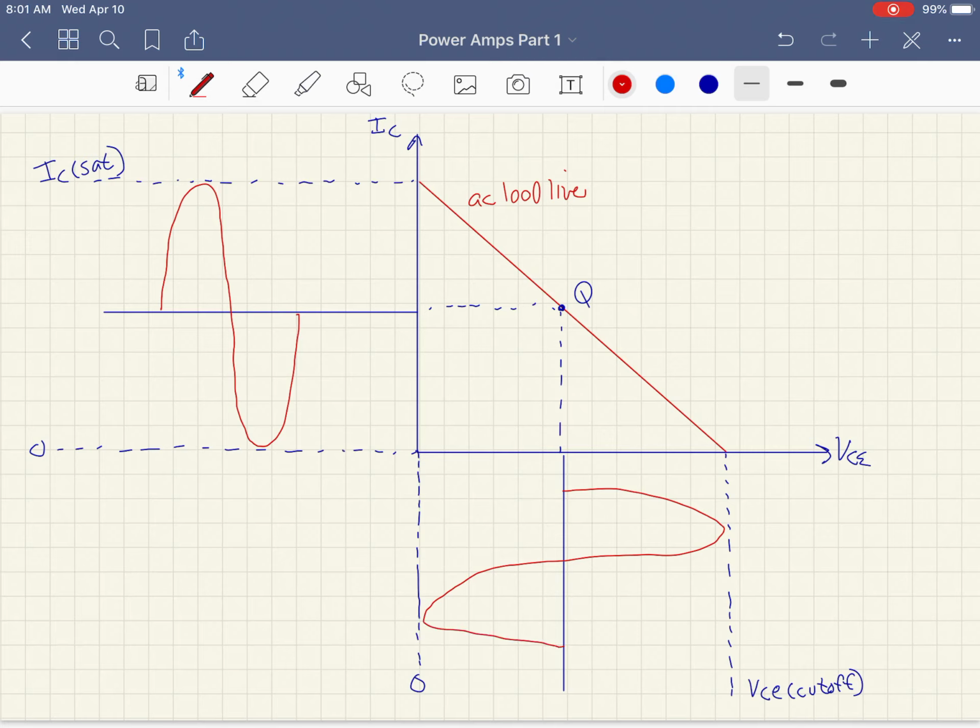That's not looking too bad. Okay, so again, we want that Q point right smack dab in the middle. All right, and let's talk about why.